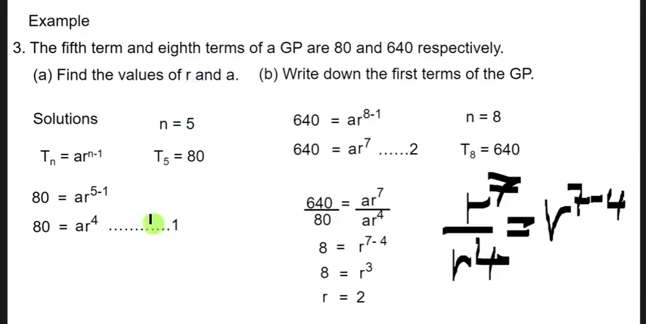Now we have found R. So we can now find A. In this formula, we can use either equation; it doesn't matter. So we'll say 80 is equal to A, and where there's R, we put 2 to the power 4. Then 2 to the power 4 is 16, so 80 is equal to 16A. Then we divide by 16 on both sides so that we remain with A. So A is now going to be 5.